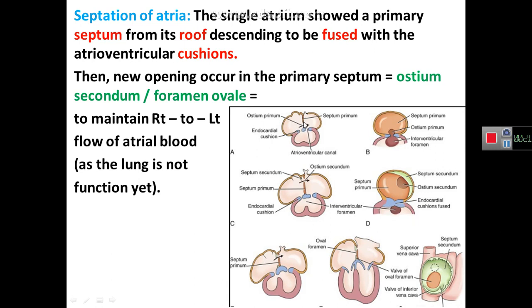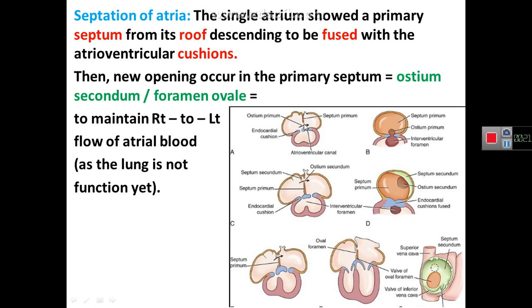But because the lung is not functioning in the fetus and embryo, the blood in the right atrium must not pass to the right ventricle because the right ventricle is not in need to push blood to the lung. Therefore, the blood in the right atrium must keep on passing to the left atrium and from the left atrium to the left ventricle and then to the body of the embryo.